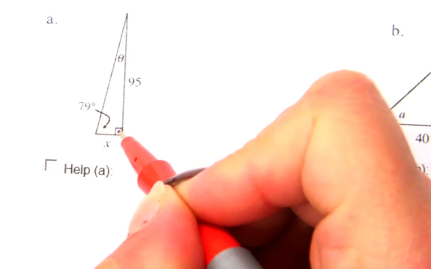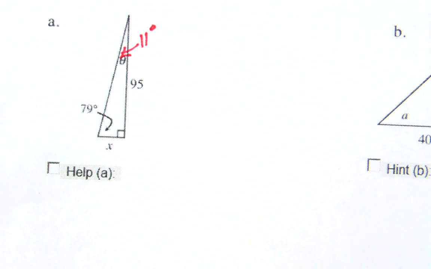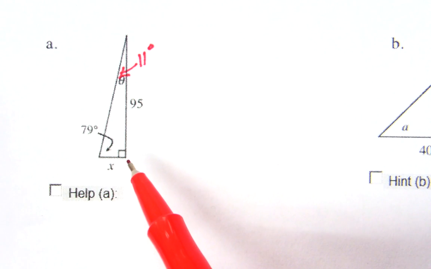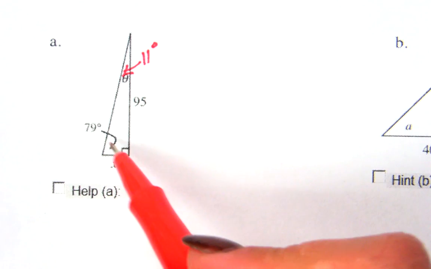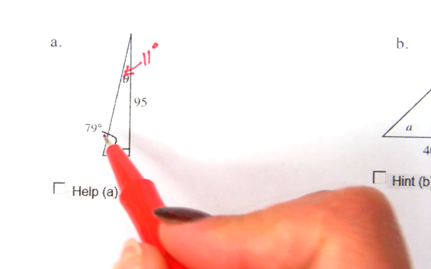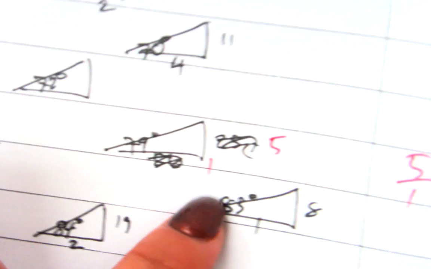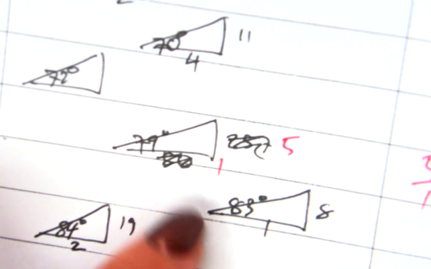So 79 degrees is here, that's 90 degrees. That means this is 11 degrees, right? So I can do two things. I can turn the triangle around, or I can just keep it with the 79 degrees. So 79 degrees had a ratio that, on our trig table, was supposed to be 5 over 1. So if you look at 79 degrees, we go over, and it's supposed to be 5 over 1.